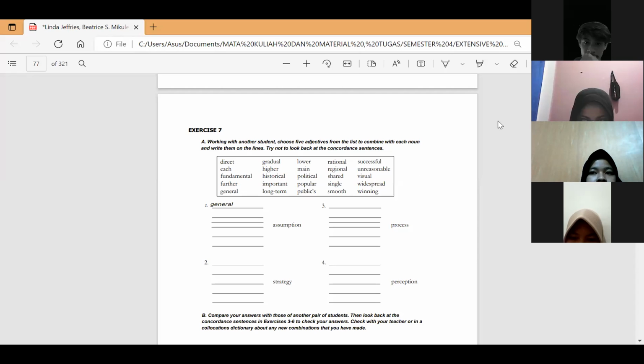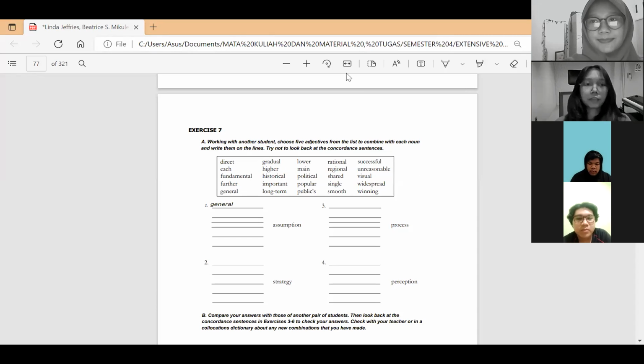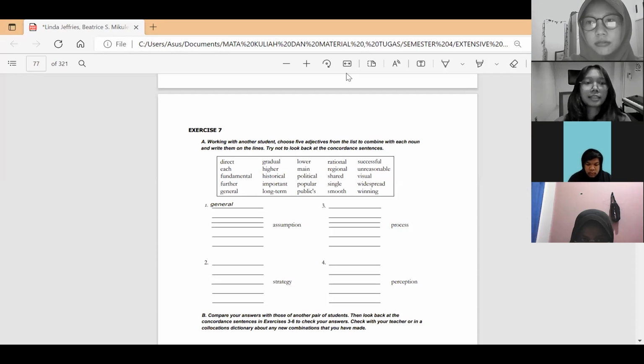Okay, me and Chut. Yes, please. The time is yours, Lintang and Chut. Okay, thank you, Alya. In exercise 7, we choose 5 adjectives from the list to combine with each noun and write them on the lines. I think the placement of the word fundamental is at assumptions. I think the placement of the word gradual is at strategy. Higher and lower is at process. Each is at perception.